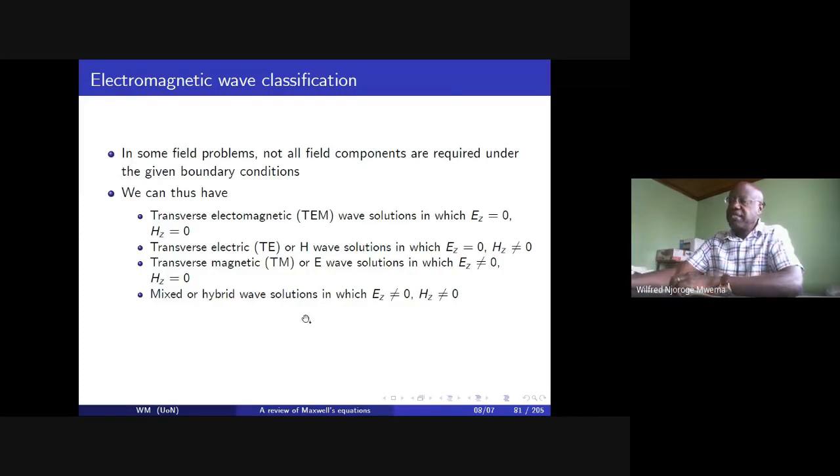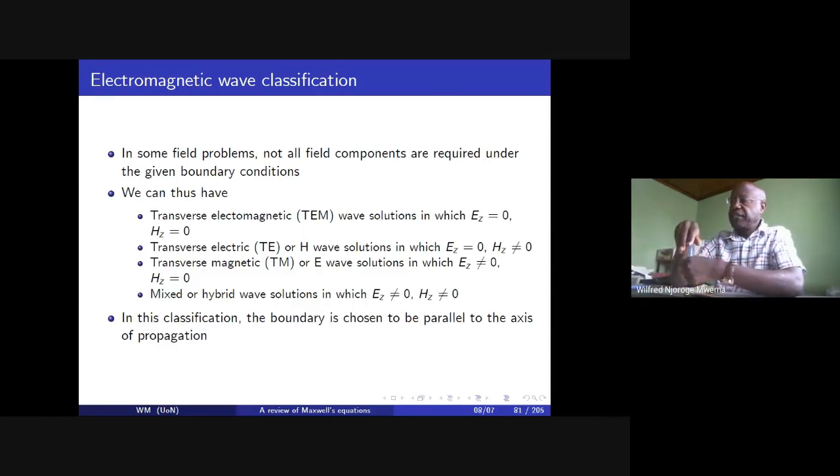In such cases, we have Ez not equal to zero and Hz not equal to zero, and therefore we call this a mixed or hybrid wave solution, in which case both TE and TM must be considered when we are dealing with that particular problem.